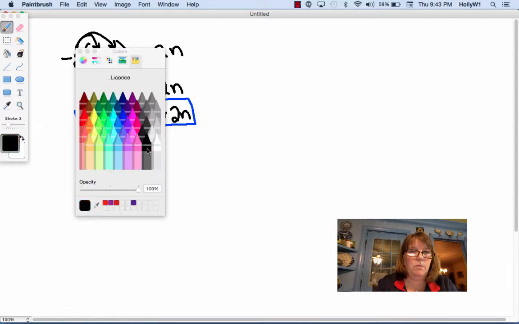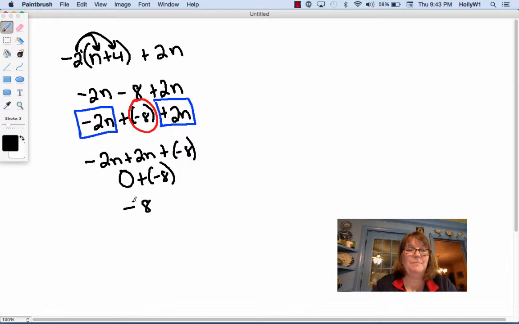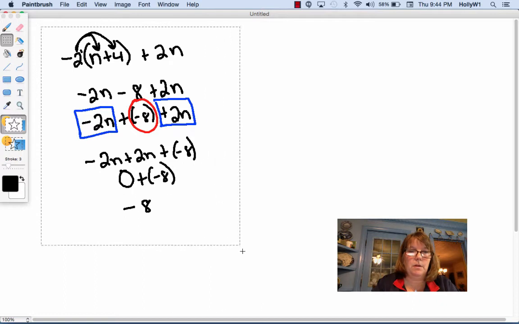All right, so now we're going to rewrite this problem with the like terms together. So negative 2n plus 2n plus a negative 8. So these like terms, when I combine negative 2n plus 2n, is actually 0. Plus negative 8 becomes just negative 8. This one did simplify down to just a single number, but that's only because when you took negative 2n and added 2n, those became 0. This doesn't always happen. In this case, it did. All right, why don't you try some on your own?